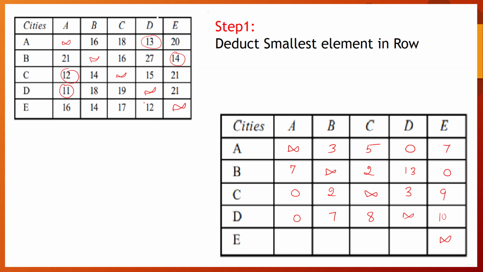Next, in the last row, the minimum is 12. Same thing, 4, 2, 5, 0. So here we have the row reduced matrix.